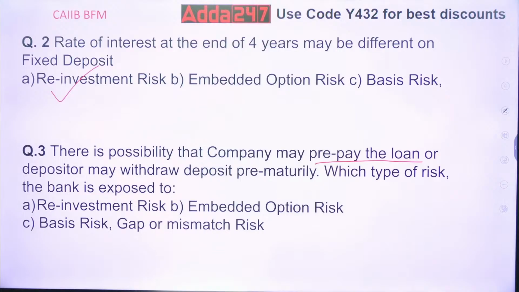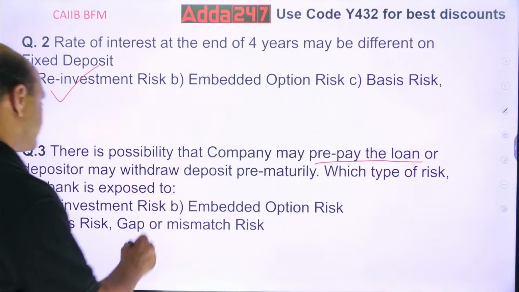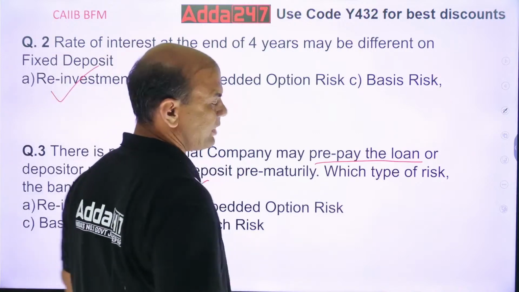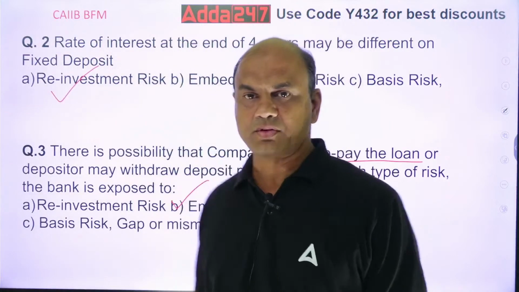It is called as? What is it? When there is a possibility of prepayment of loan or premature withdrawal, it's called as embedded option risk. Correct? It's embedded option. Embedded option risk. Got it? Everyone clear?